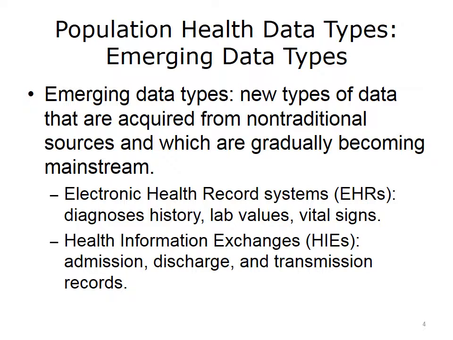electronic health record systems, EHRs, which contain multiple data types. EHRs include both common and emerging types of population health data. Some of the uncommon data types that EHRs offer for population health analytics include history of diagnoses, lab values, and vital signs. Another non-traditional data source for population health is the Health Information Exchange, or HIE. HIEs offer new types of information, such as admission, discharge, and transfer notifications that could be utilized in real-time population health analytics.